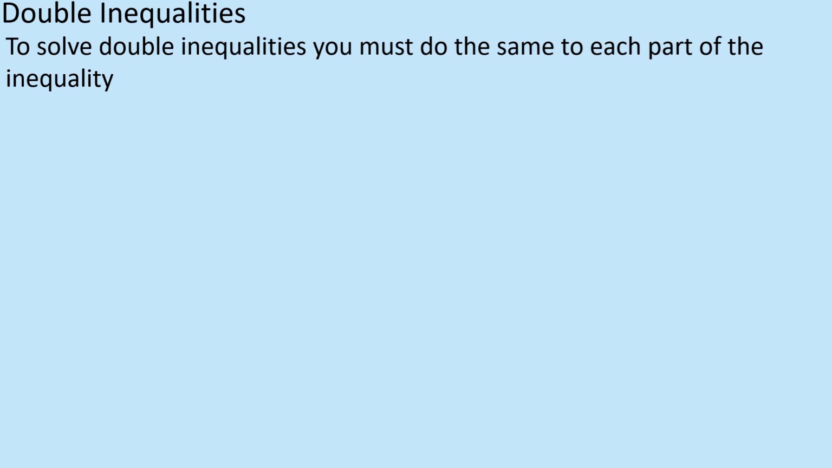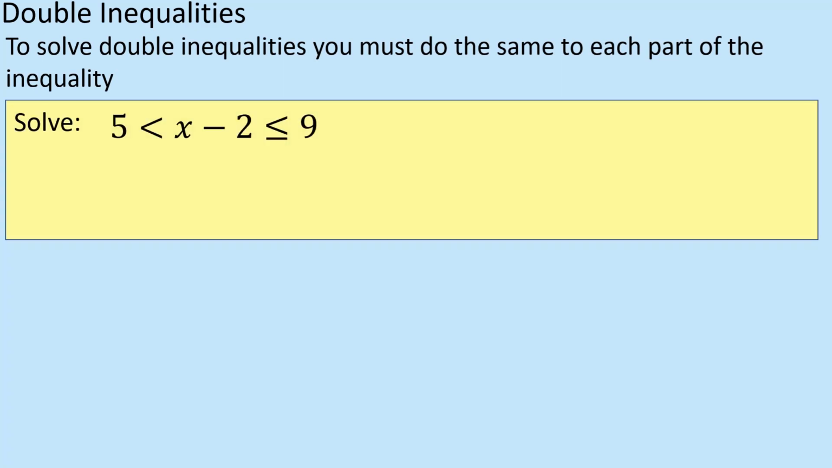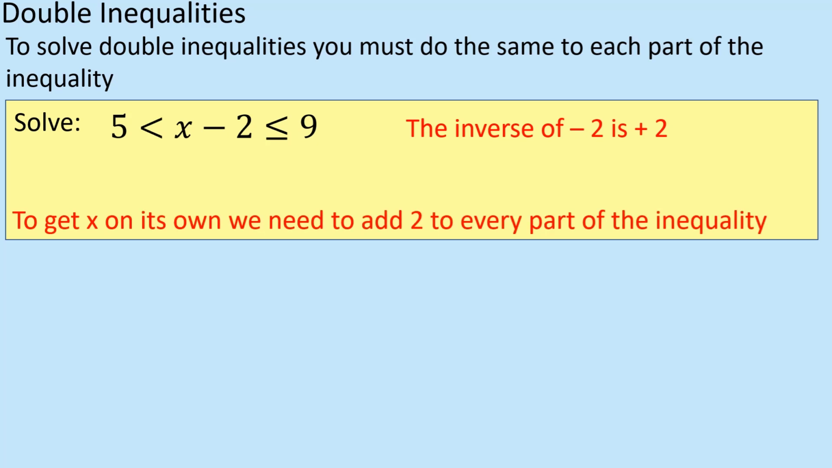The final part of this lesson is about double inequalities, and that is slightly different to what you've seen before, because you've got a variable and then two things either side. Here you have it: 5 is less than x minus 2, which is less than or equal to 9. So it's in between the two values. How we tackle these is we do the inverse of what's happening in the middle. If I have to add 2, then I'm going to have to add 2 to both parts of it effectively. I can't just do it to the left-hand side or the right-hand side. I've got to do it to all of it.